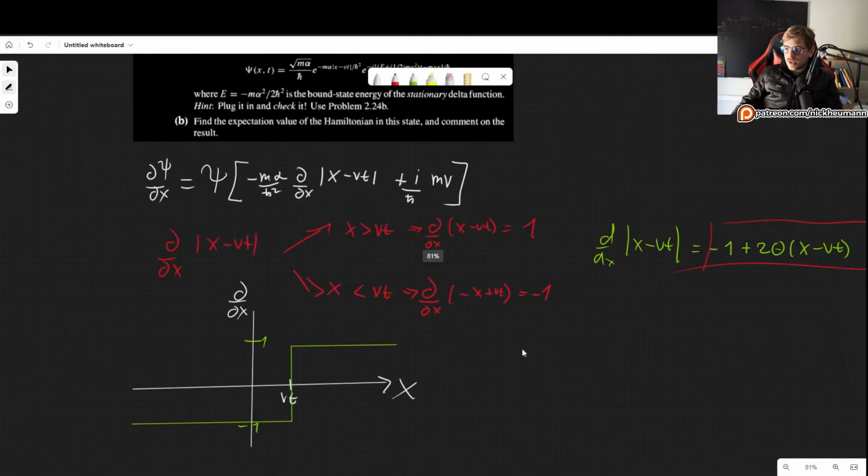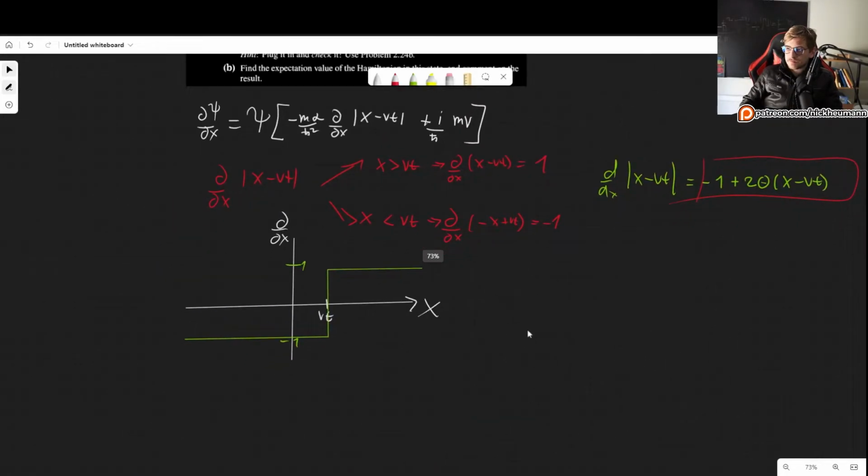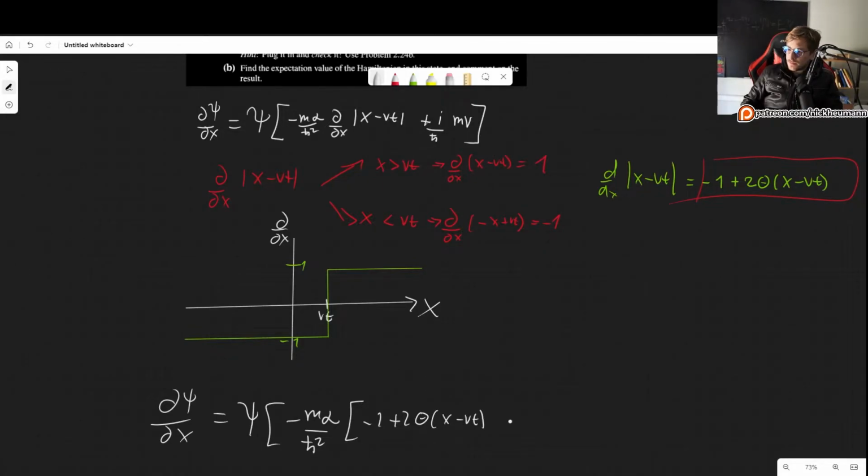So we can now plug it in, maybe somewhere down here. So we get dψ/dx. This is ψ times minus m alpha over h bar squared, and then the derivative, which is minus 1 plus 2 times the step function of x minus vt, and then plus i m v over h bar. And another one. There we go.